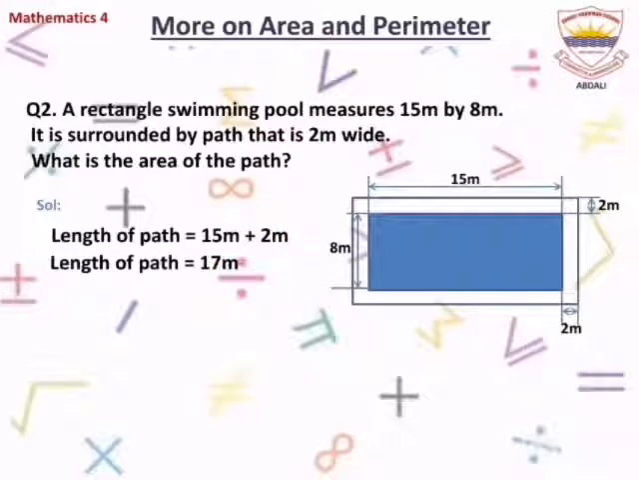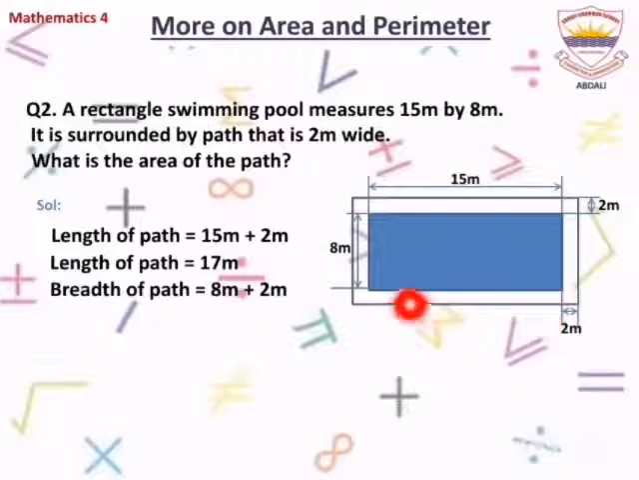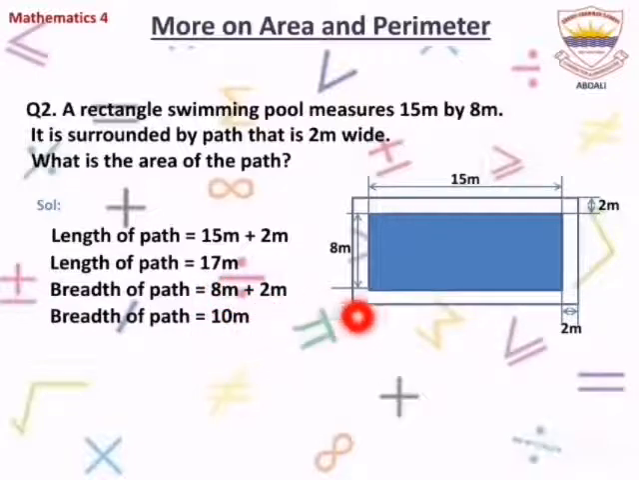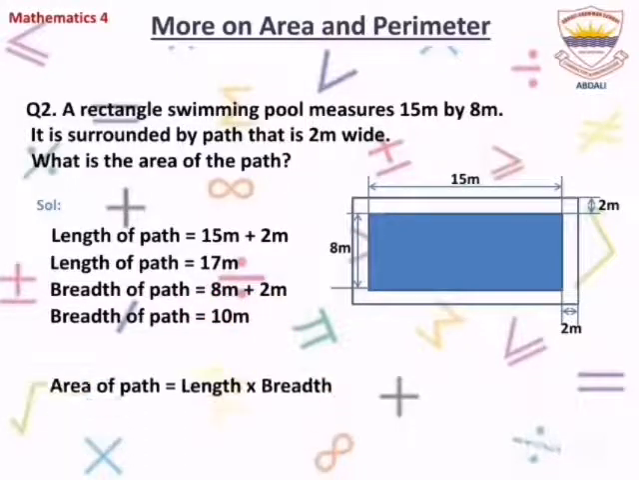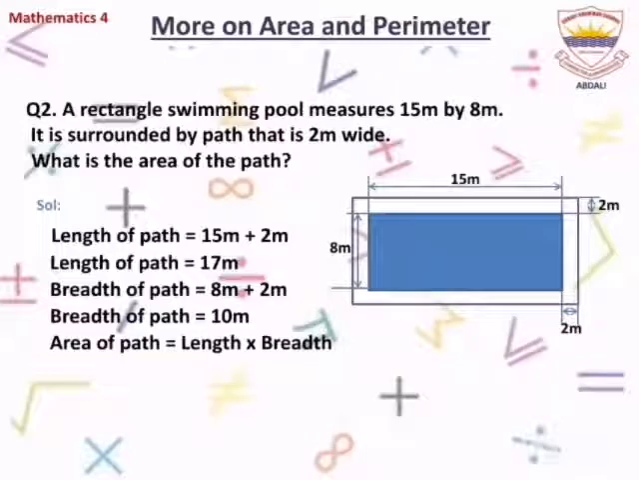Now let's find the breadth of the path. The breadth of the rectangular swimming pool is 8 meters. Add this breadth with the 2 meter wide path. 8 meters added with 2, we get the breadth of the path, 10 meters.